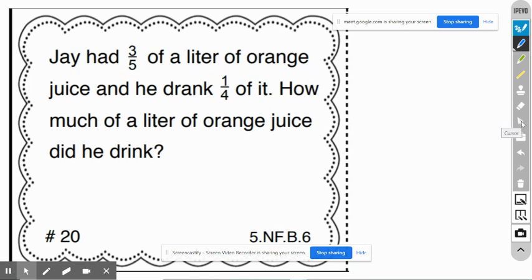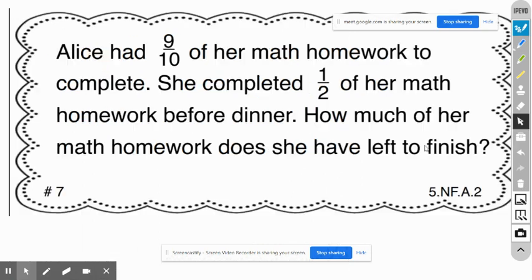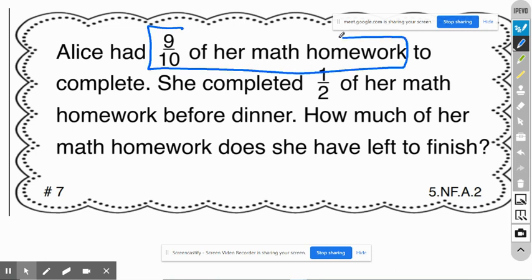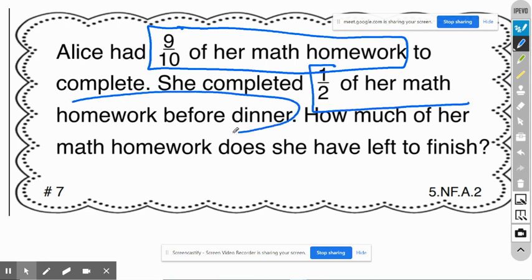Let's try another one. I know there's quite a few. Hopefully we're going to have plenty. So let's look at this one. Alice had 9/10 of her math homework to complete. She had 9/10 of her math homework. She completed 1/2 of her math homework before dinner. I don't even need this part. She completed 1/2 of her math homework.